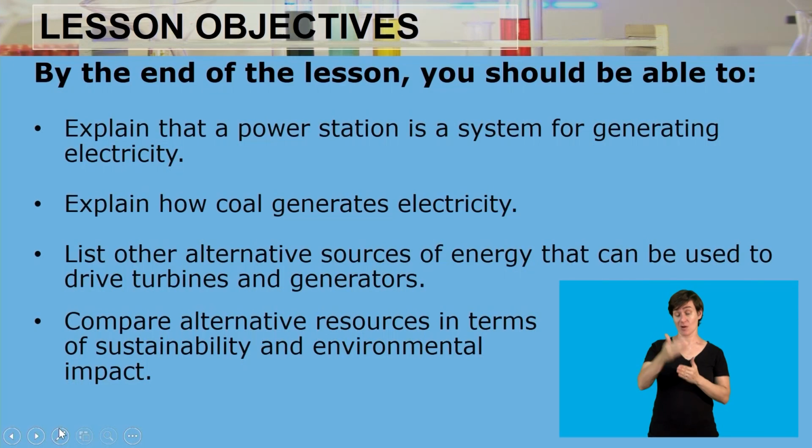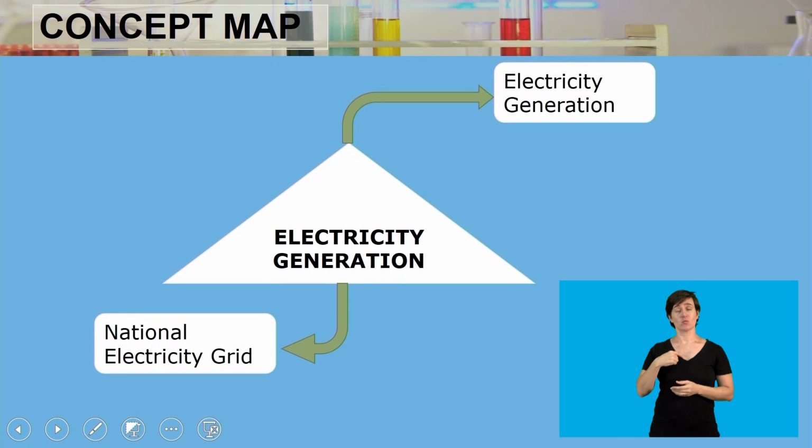By the end of this lesson, these are the things that I want you to be able to do. Firstly, I want you to be able to explain that a power station is a system for generating electricity. Also, I'm expecting you to explain how coal generates electricity and to list other alternative sources of energy that can be used to drive turbines and generators. And lastly, I want you to be able to compare alternative resources in terms of sustainability and environmental impact.